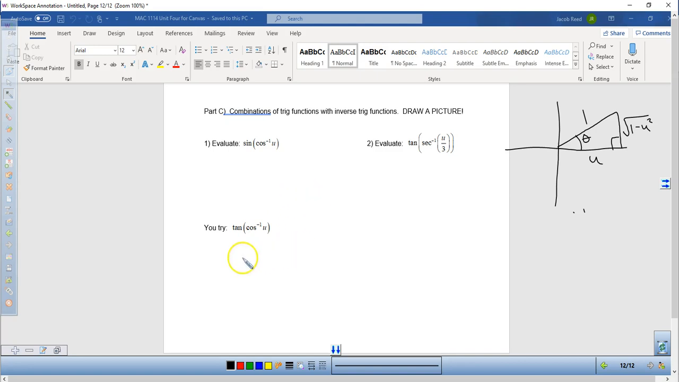So now that I know that, I want tangent, which is going to be opposite over adjacent. So it's the root of 1 minus u squared, all of that divided by u.